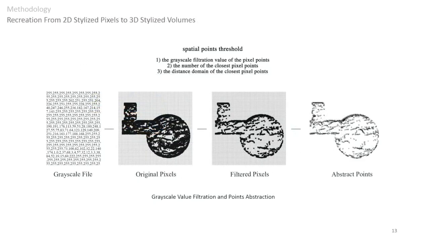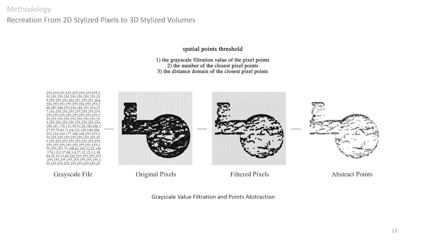These pixel points are also placed back into the original 3D location for building the original volume. Moreover, three feature factors of the spatial points are defined for controlling the final output: the grayscale filtration value of the pixel points, the number of the closest pixel points, and the distance domain of the closest pixel points.